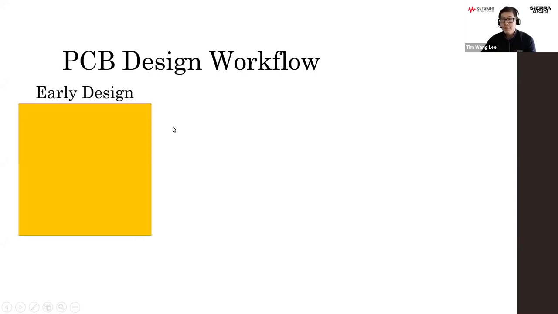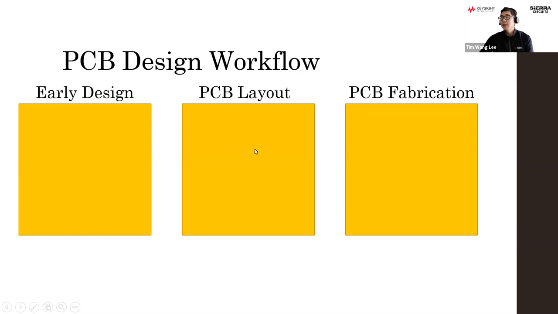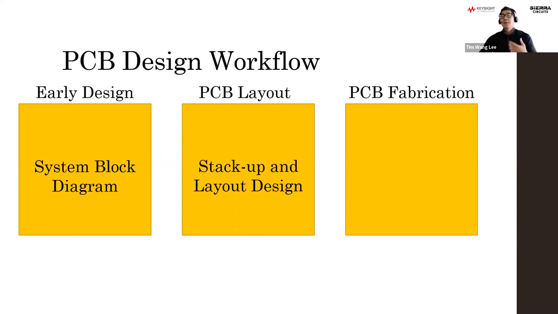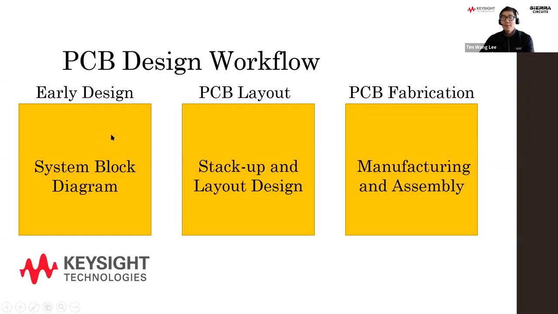So here is a workflow in a simplified form. First, you have the early design phase, then the PCB layout phase, then the PCB fabrication phase. In the first part, you basically have system block diagrams, schematics, things like that. Going into the PCB layout in the middle, you start specifying your stack up and your layout design. Finally, you go to the PCB fabrication, where manufacturing and assembly are done.